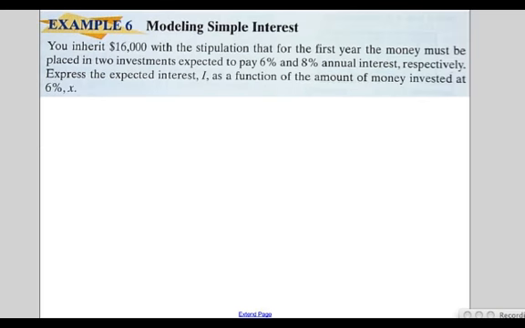Our final example, we're going to inherit $1,600. And we have 2 investments, one for 6% interest and one for 8% interest. And we want to express the interest of the money invested at 6%. So, I know that my x and y together, let's let x is the money at 6%, which means y is the money at 8%. And I know that x and y together is $1,600.